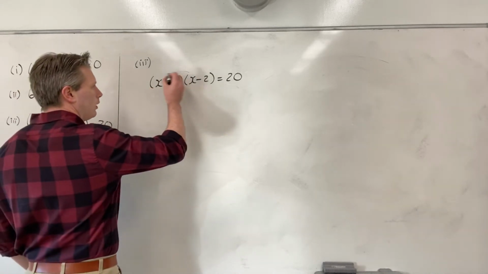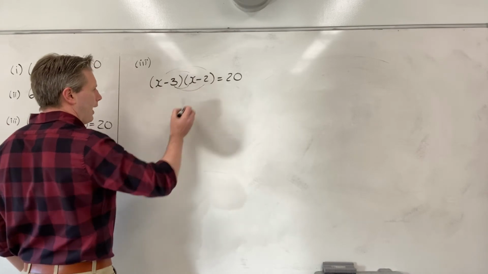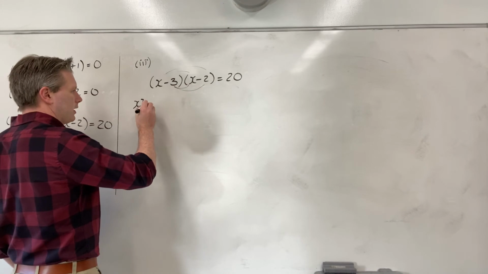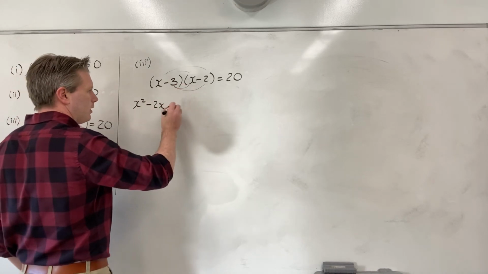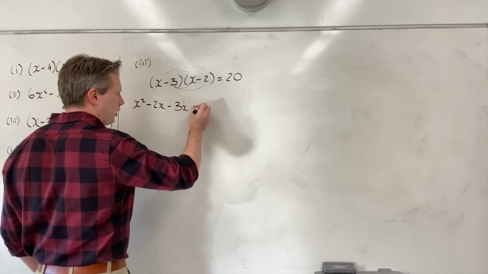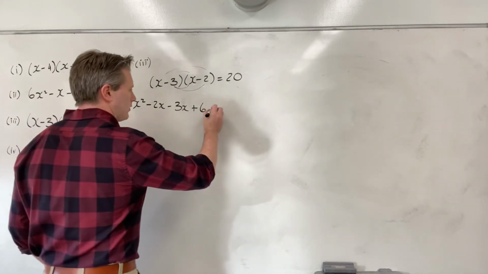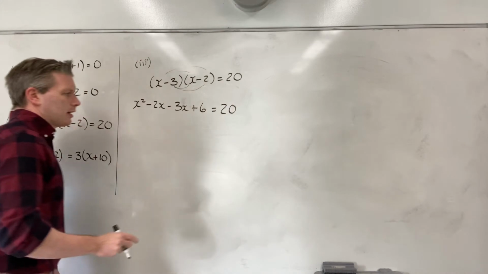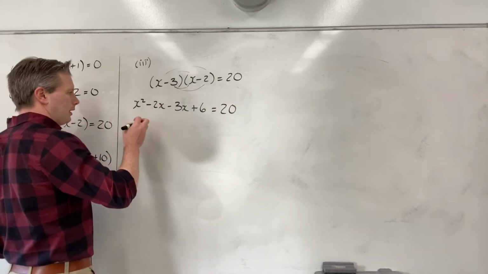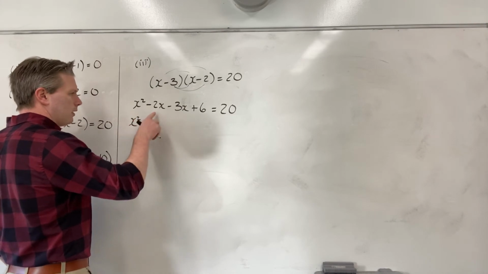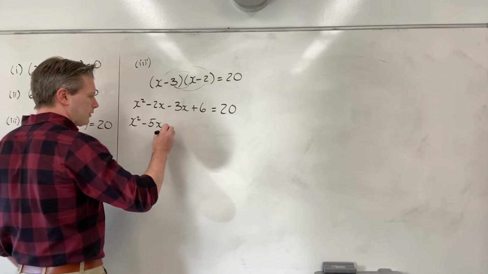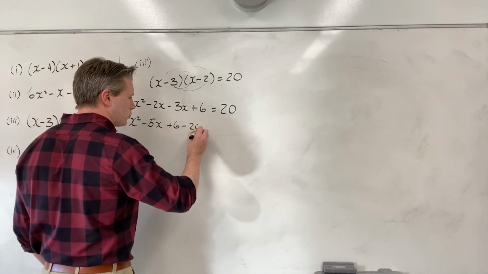I'm going to FOIL here first, outer, inner, last. So x times x will give me x squared. X times negative 2 is negative 2x. Negative 3 times x is negative 3x. And negative 3 times negative 2 is plus 6. And we know that this is equal to 20. Gathering up my like terms and subtracting 20 to the left-hand side, I get x squared minus 2x minus 3x is minus 5x, plus 6 minus 20 is equal to 0.